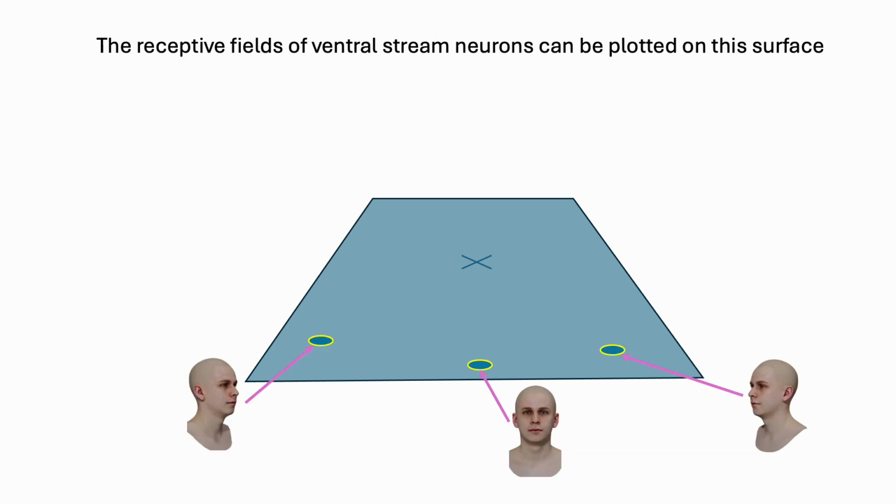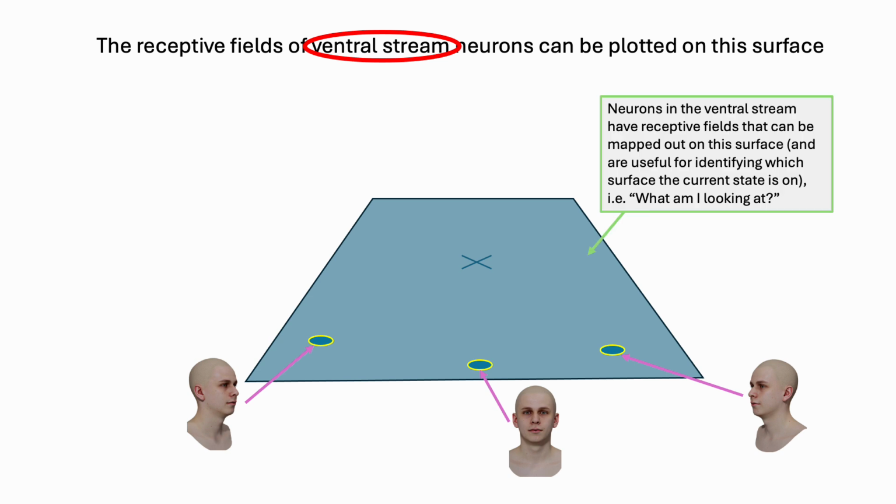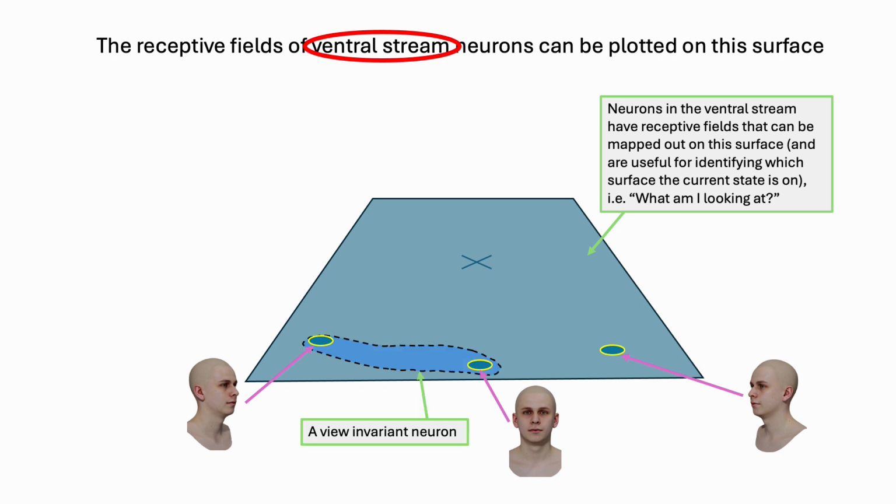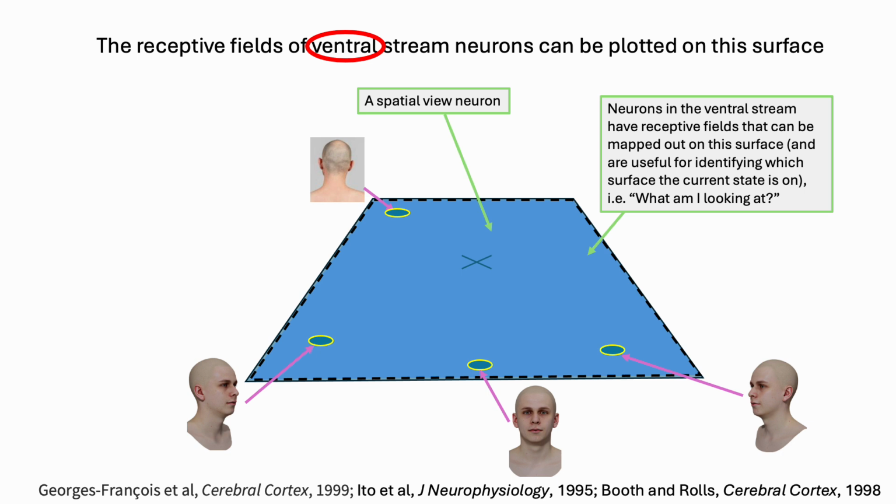So finally, we can plot ventral stream. This is not to do with navigation, but we can plot ventral stream neurons' receptive fields on this surface. So they can all be mapped out. So for example, a size invariant neuron has a receptive field plotted out like this. A view invariant neuron has a receptive field on this surface like this, and if you believe in them, then a spatial view neuron has a receptive field like this.